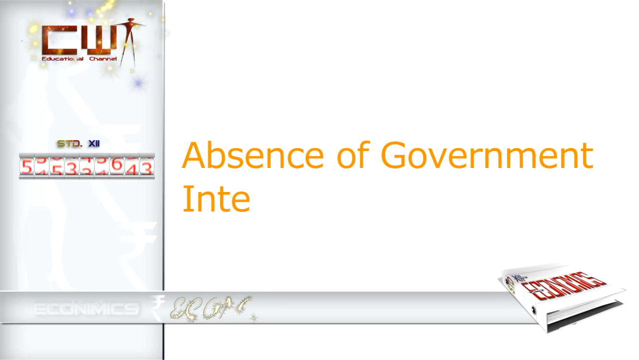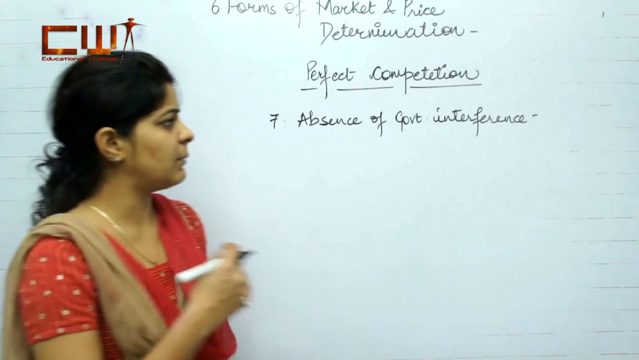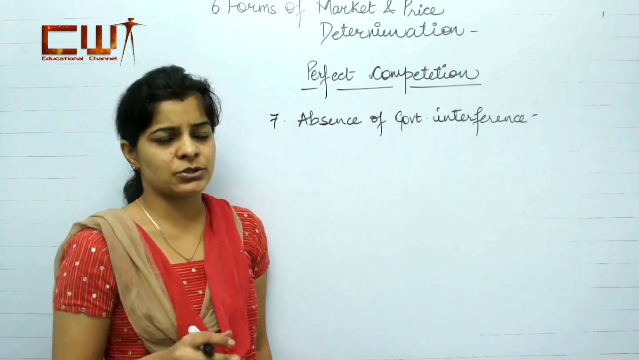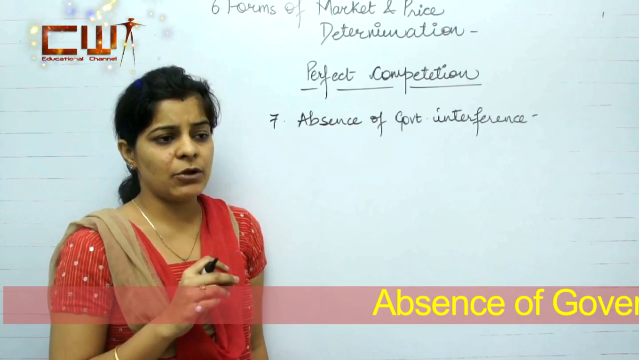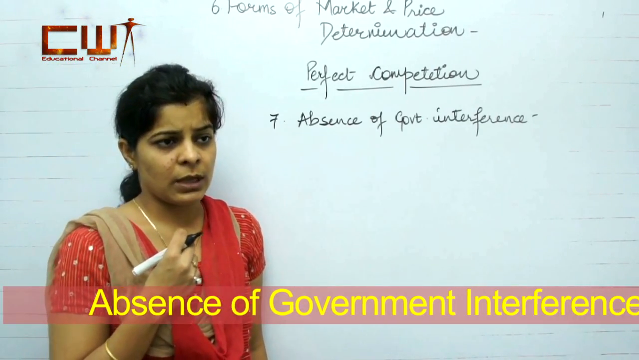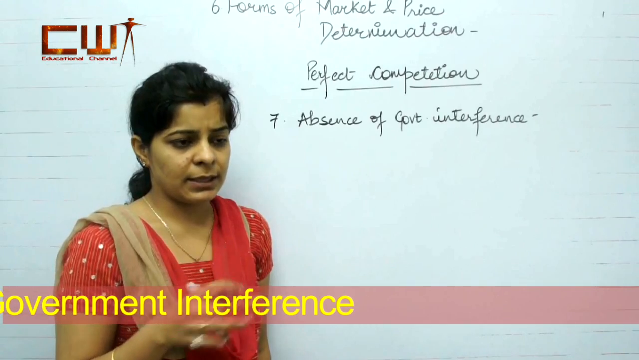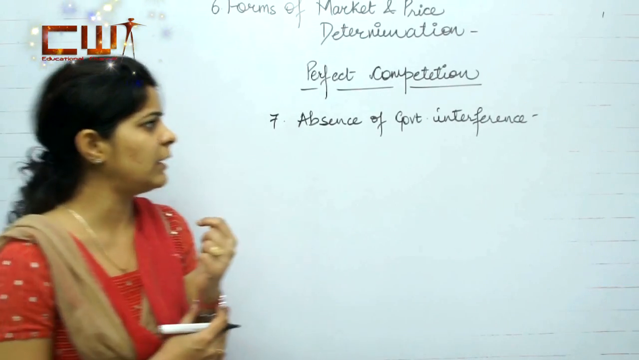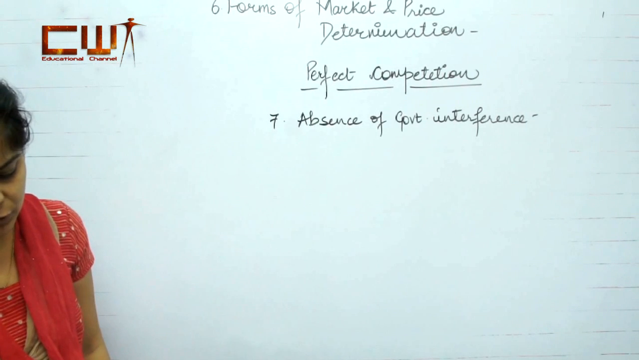Absence of government interference. Only demand and supply set the prices and everything else in the industry. Government interferes in no aspect: not in production, not in transportation, not in price setting. So they are free from government interference or government intervention.